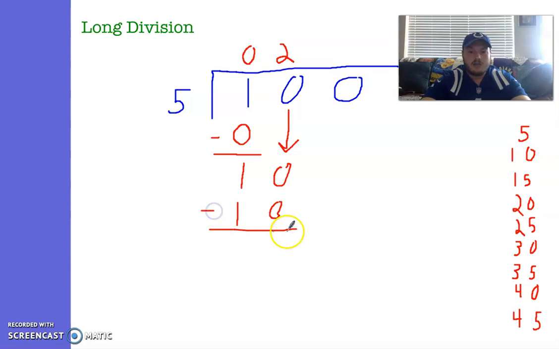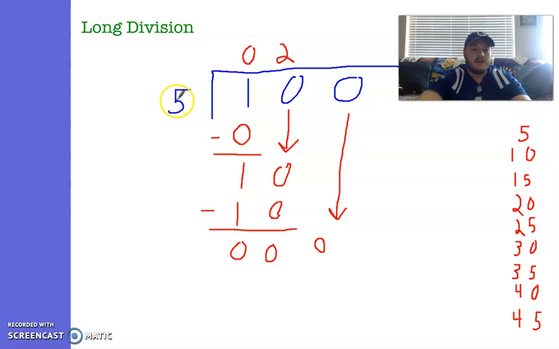I subtract. 0 minus 0 is 0. 1 minus 1 is 0. Next, I can bring down this 0. And I have to ask, how many times can 5 go into 0? Well, that is 0 times.